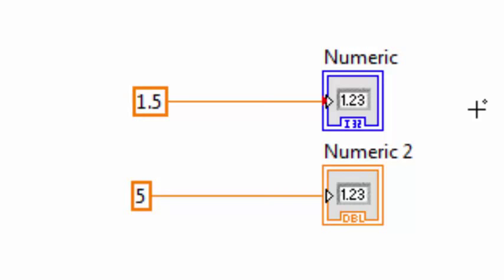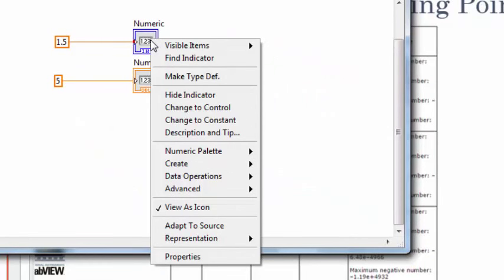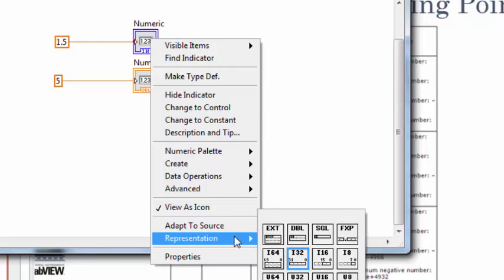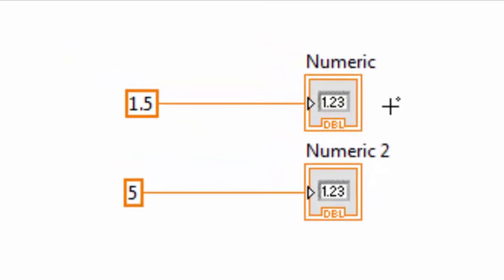If we wanted to then change my 32-bit signed integer to a double precision floating point indicator, all I need to do is right click on the indicator, go down to representation, and change it to a double precision number. Now you see that I have a double precision indicator. It is turned to orange and my red coercion dot has disappeared.